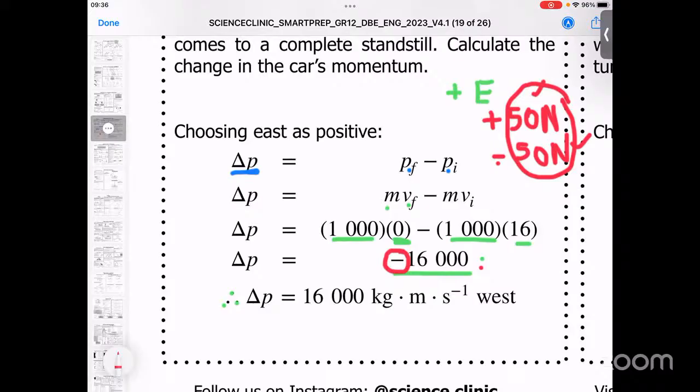Okay, then it's fine. We are now going to write it as a positive 16,000 kilograms meters per second. Yes. Now, in terms of the sign, you are going to say west. Why west? Because the answer that you got was negative, whereby you assumed your east to be positive. So if you got a positive final answer, you were going to say east. But because you get an answer in the different sign, then it is the opposite of east, which is west.